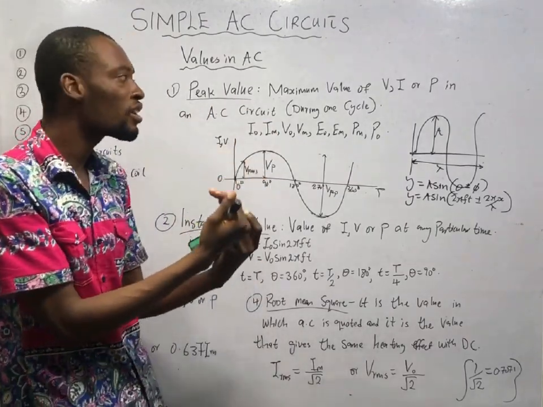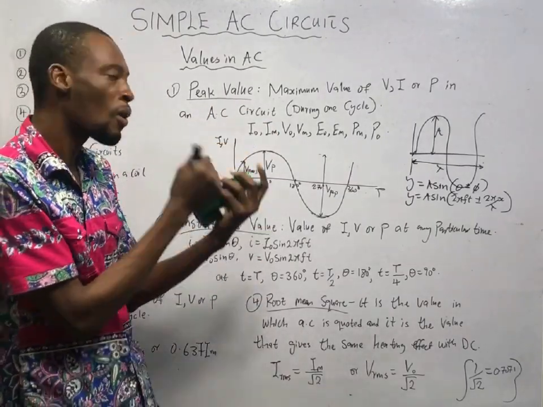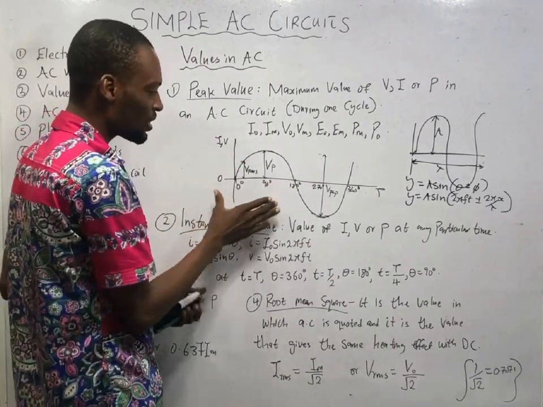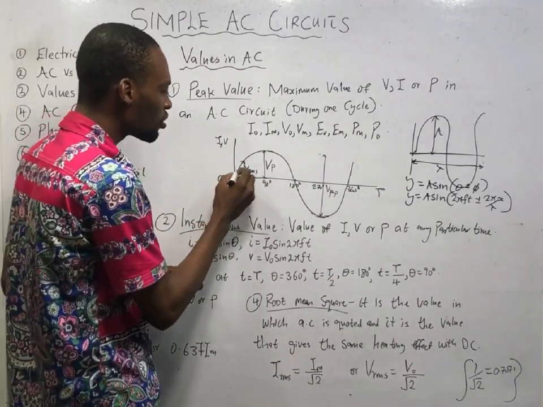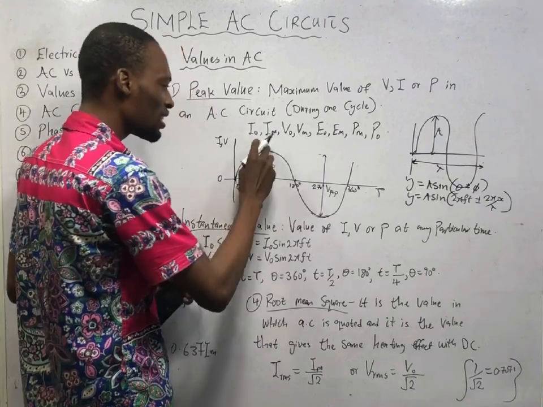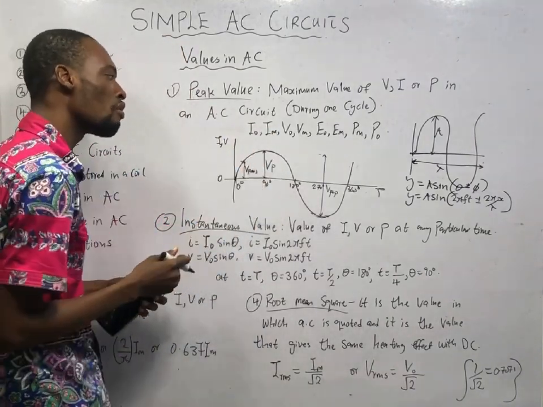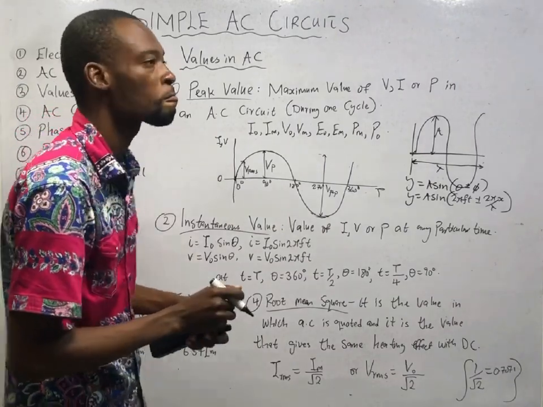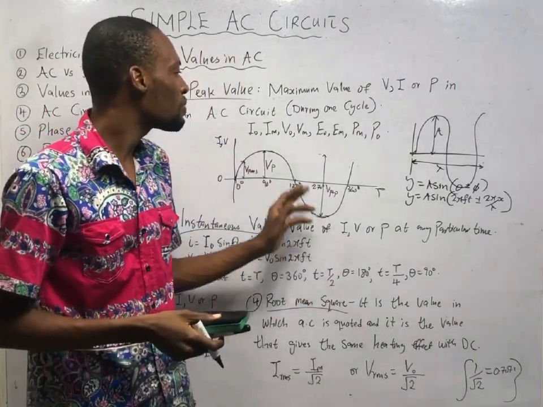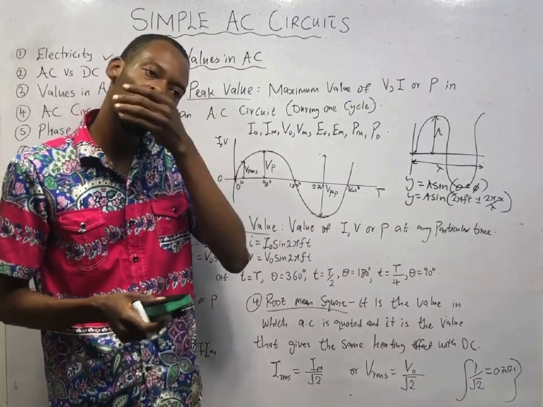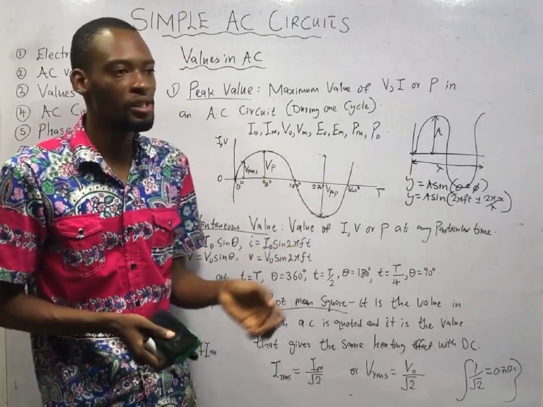The maximum value of current, voltage, or power. So if you take it like this, the current goes like this. So this is the maximum point it gets to. This maximum point is the peak value of voltage, Vp. And peak value can be represented by the subscript 0 or m or even p.